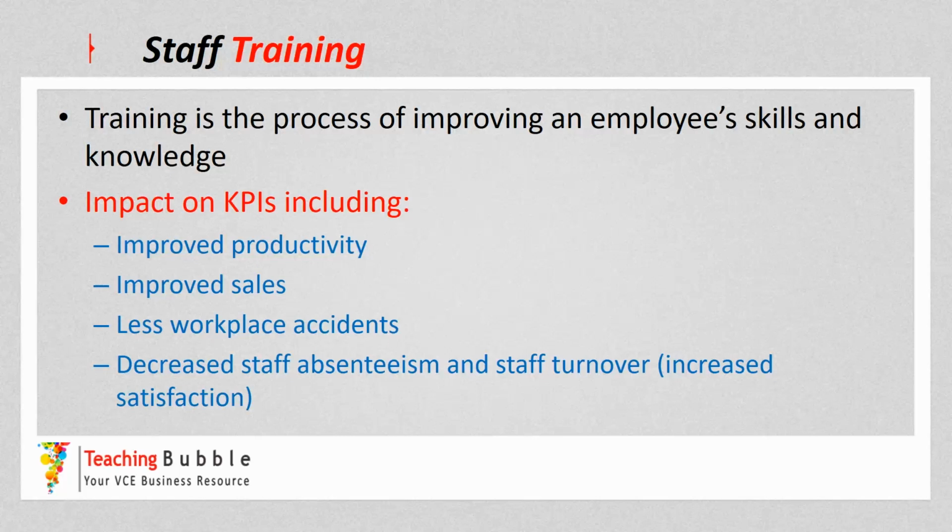So for example, the first one, staff training, is the process of improving an employee's skills and knowledge and even their abilities so that they can perform better in their job, and that is going to impact on the KPIs, including things like improved productivity, because if the employees are more skillful, they're able to work quicker and with less errors. Also improve sales if it's sales training that's being conducted, possibly less workplace accidents because the employees are better at their job and making less errors, and possibly even decrease staff absenteeism and staff turnover, because we know that training is a motivation factor for employees.